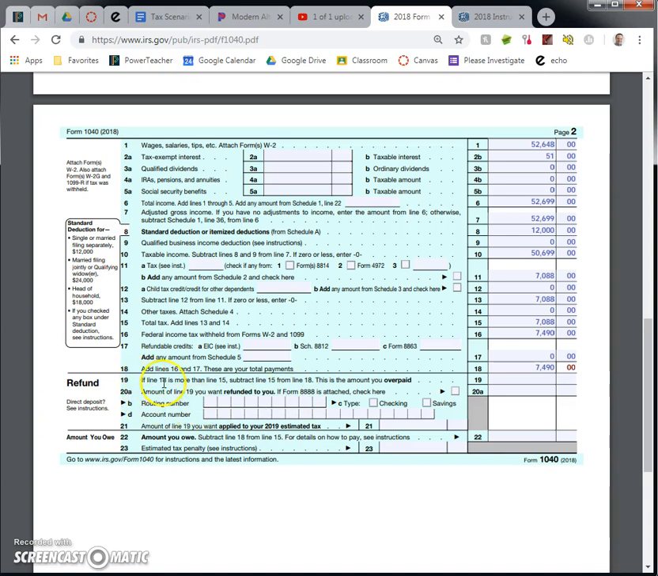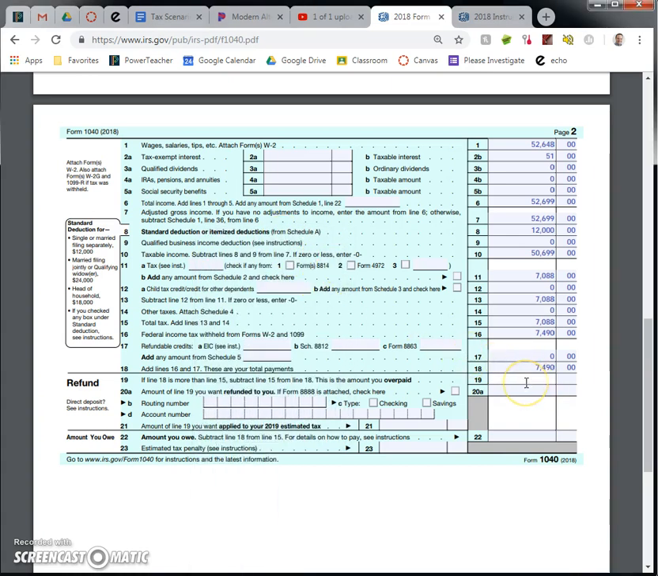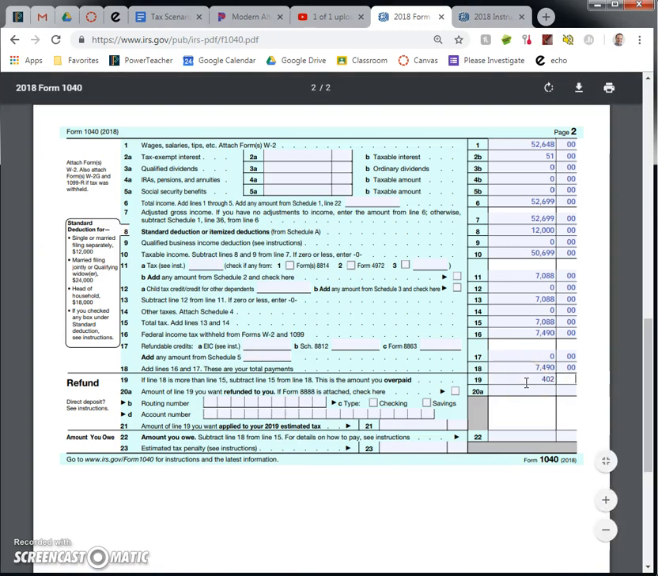It says if line 18 is more than line 15, subtract line 15 from line 18. All right, so line 18's got 7,490. Line 15 has 7,088. This one's higher, so we're going to subtract that from the other one. So I'm going to get my handy dandy calculator out here. All right, 7,490 minus 7,088, and it looks like there is $402 left. So in box 19, we're going to put 402.